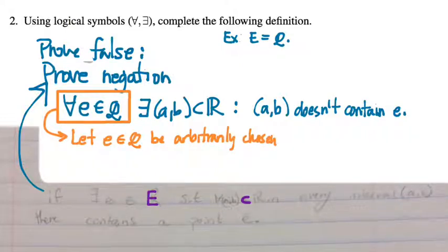Okay? So that's the first line in our proof. We introduce the reader to E, and now E is on our stage, right? And we know where E came from. It came from the rationals. So we have an E to work with, and E is a rational number.